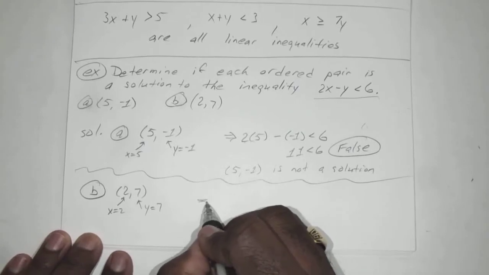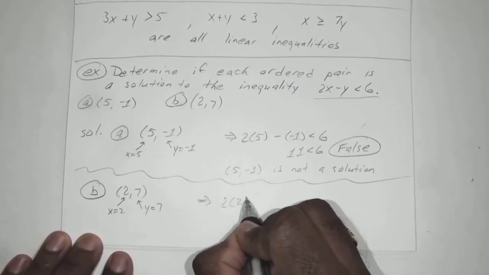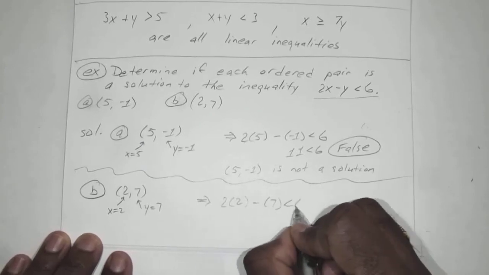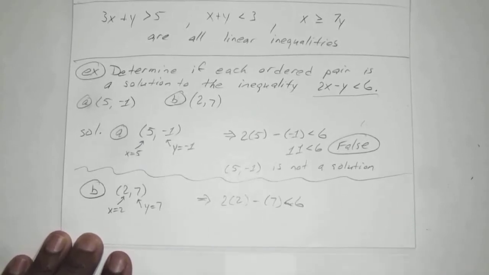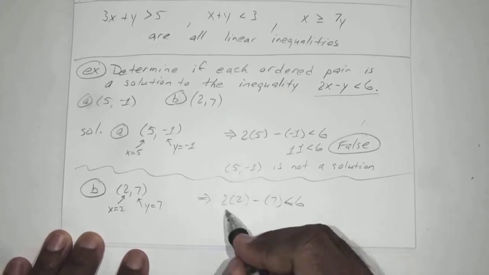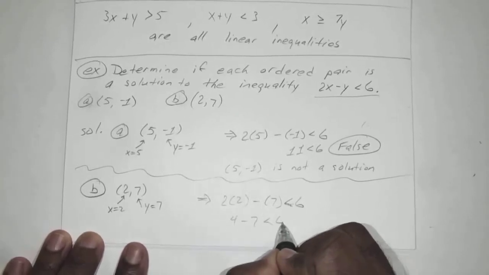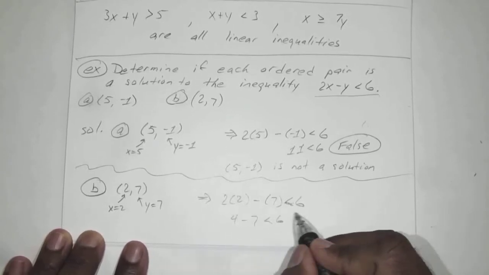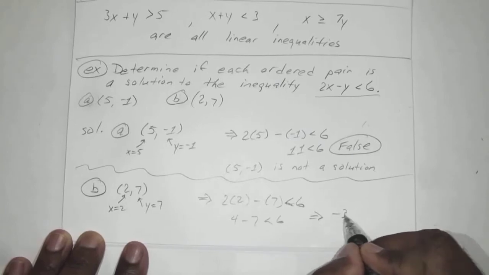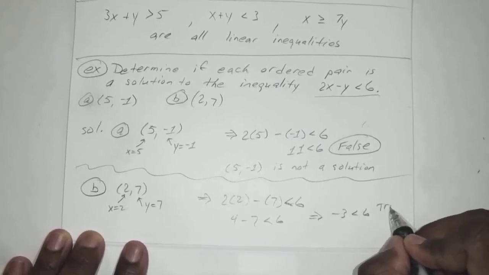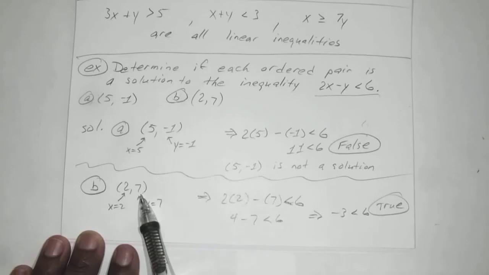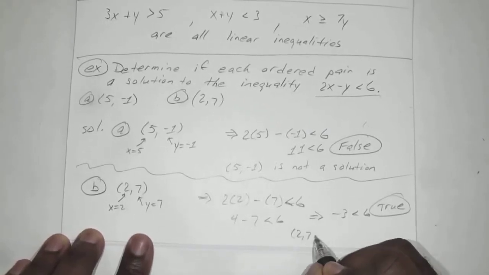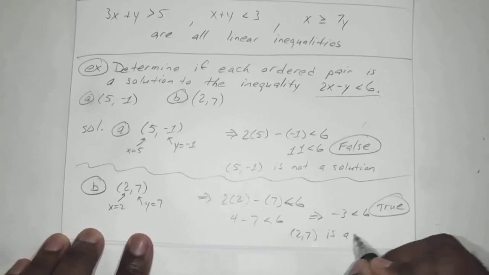So if we plug them right on in, it's 2 times 2 minus 7 is less than 6. Okay, so 4 minus 7 is less than 6, which means negative 3 is less than 6, which is true. Okay, so that means that this is actually a solution to this one. Okay, so 2, 7 is a solution.